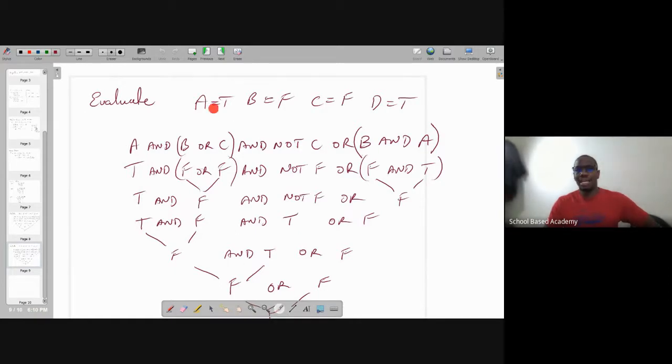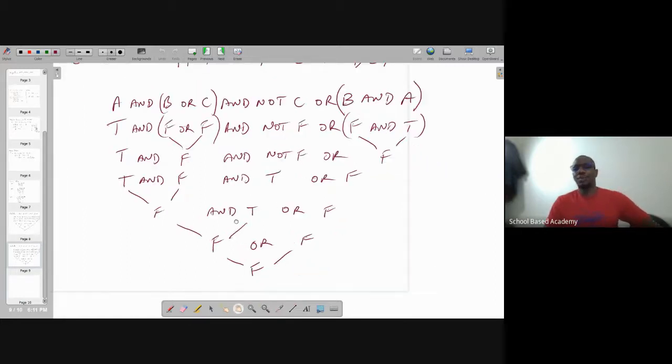Right. So we started off with some definite values and an expression. Okay, so we know that A is true, B is false, C is false, and D is true. So our expression was A and B or C in brackets, and not C or B and A in brackets. Okay, and we substituted all of the values with the values that they were as expressed here. So we ended up with this statement: true and open bracket false or false, close bracket, and not false or open bracket false and true.